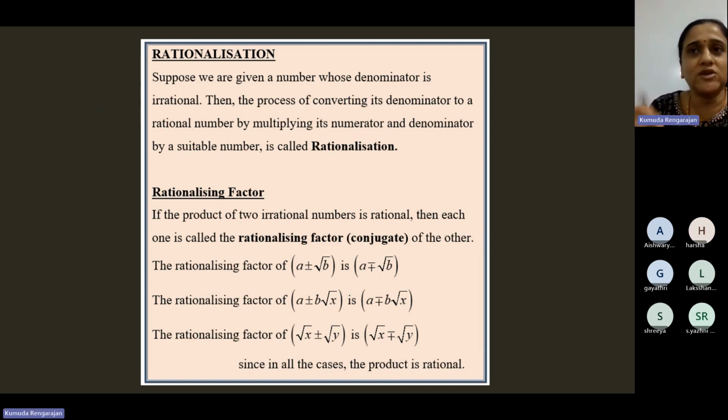So you multiply the numerator and the denominator of this number by a particular number, and you change the irrational denominator to a rational denominator. This process is called rationalization.